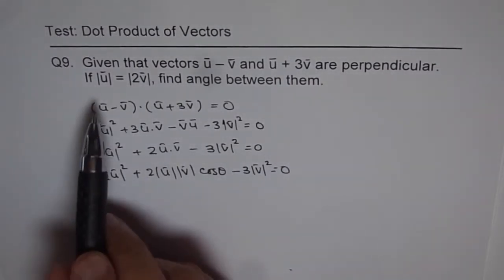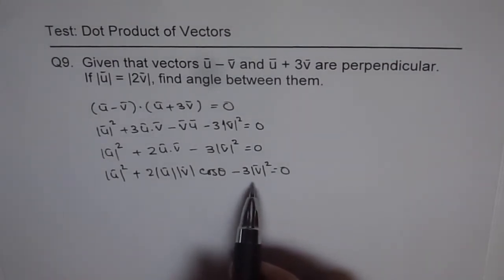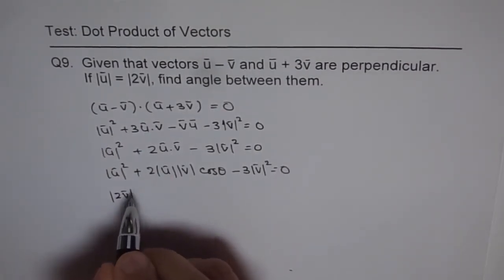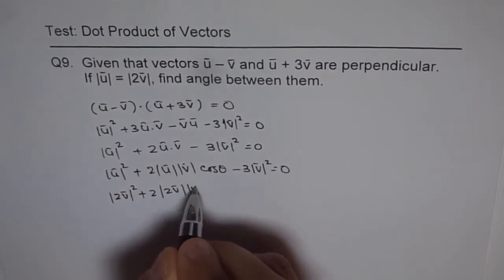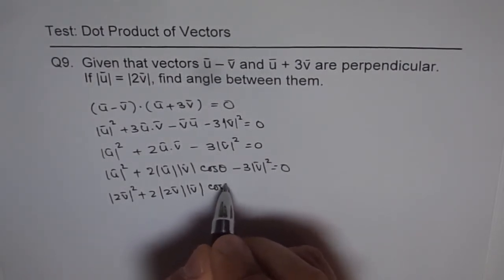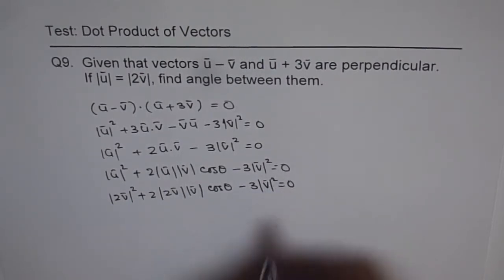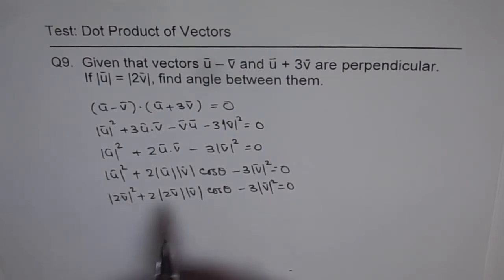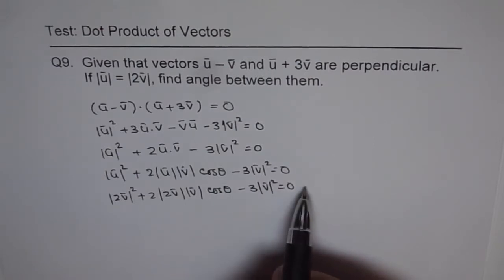Now we are given that the magnitude of u equals 2 times the magnitude of v, so this substitution should be done at this stage, right? So we'll have an equation in one variable. So we can write this as 2 times magnitude of v, whole square, plus 2 times 2 magnitude of v, magnitude of v, cos of theta, minus 3 magnitude of v square equals 0. Now from here we have 2v square and minus 3v square, so it is v square, which we can take on the right side, right?